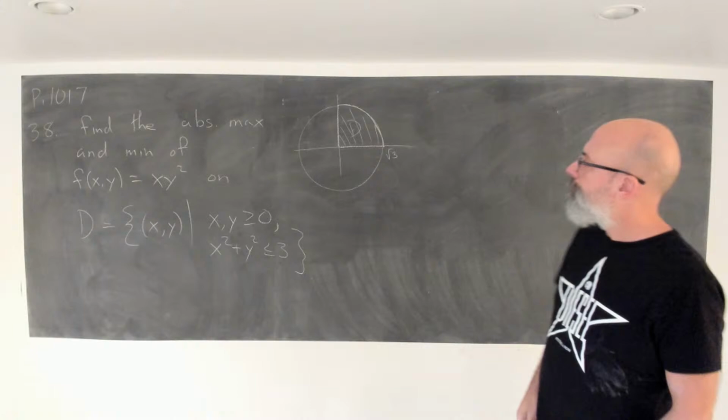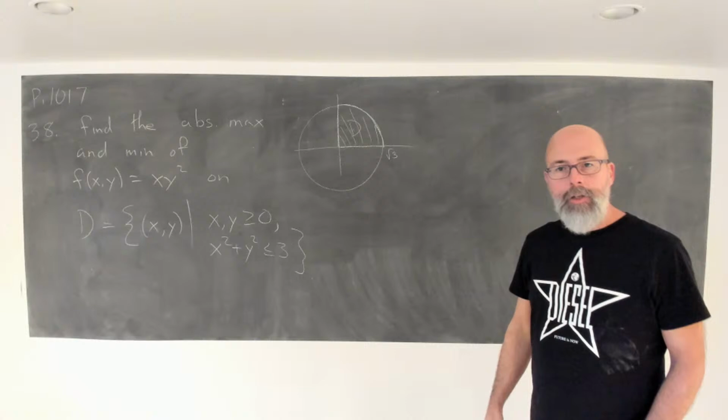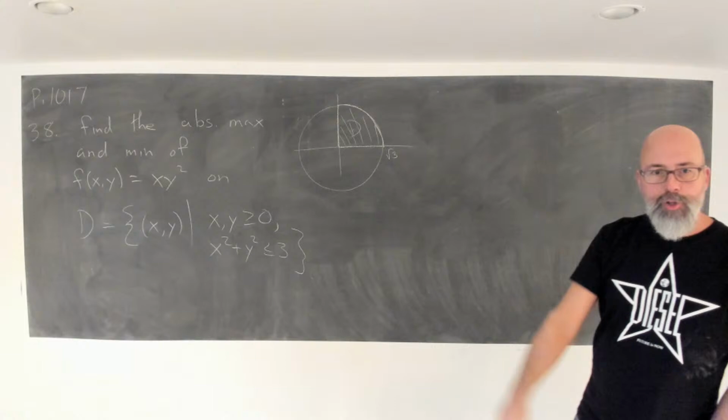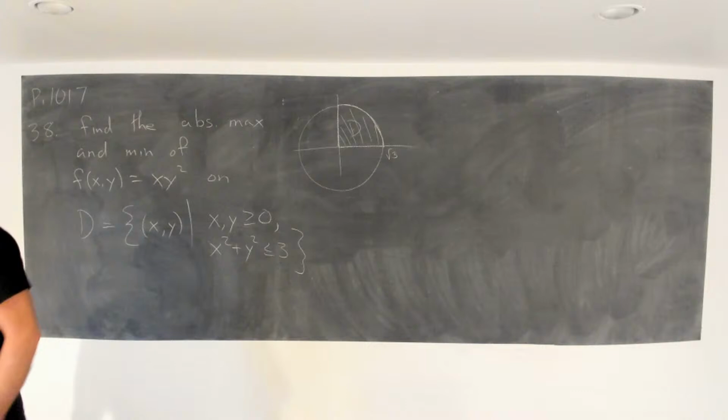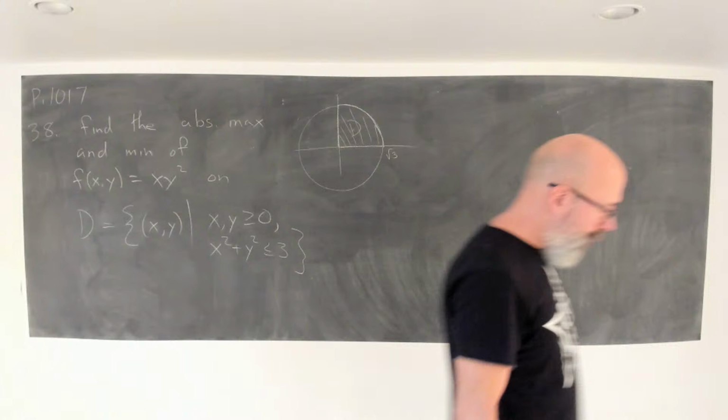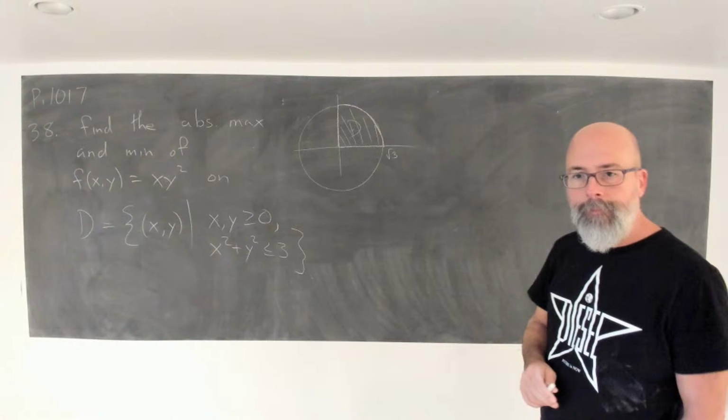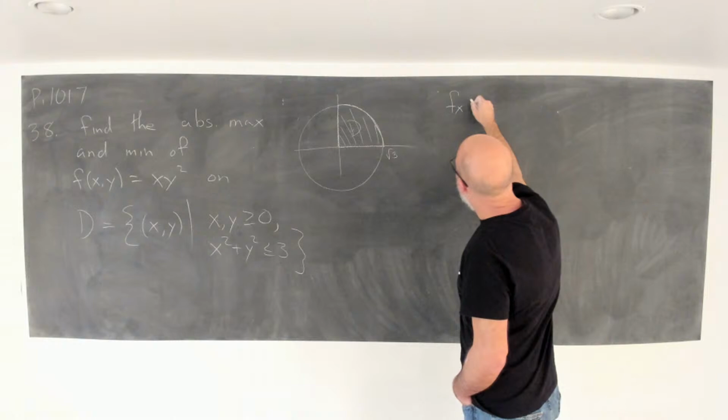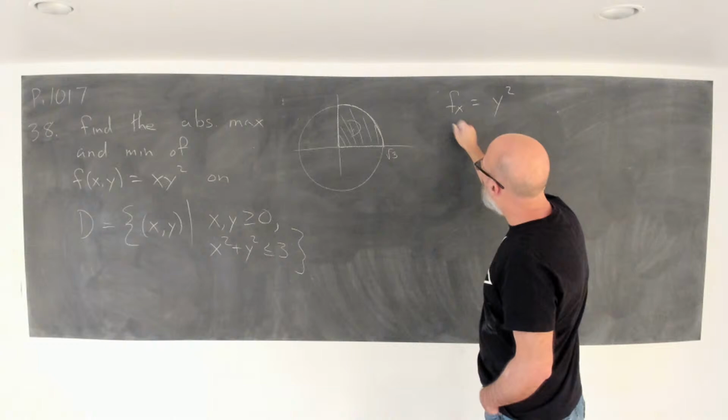So you know what to do, right? A continuous function on a closed and bounded domain attains an absolute max and an absolute min. Where can these occur? These can only occur at critical points or on the boundary. Let's look for critical points of f. Partial derivative of f with respect to x is y squared. Partial derivative of f with respect to y is 2xy.